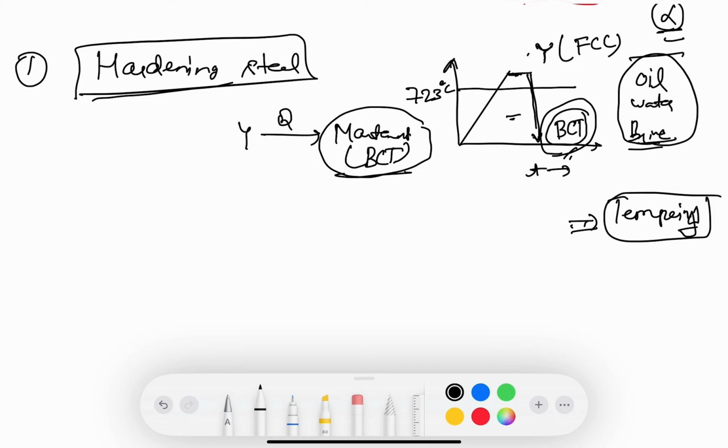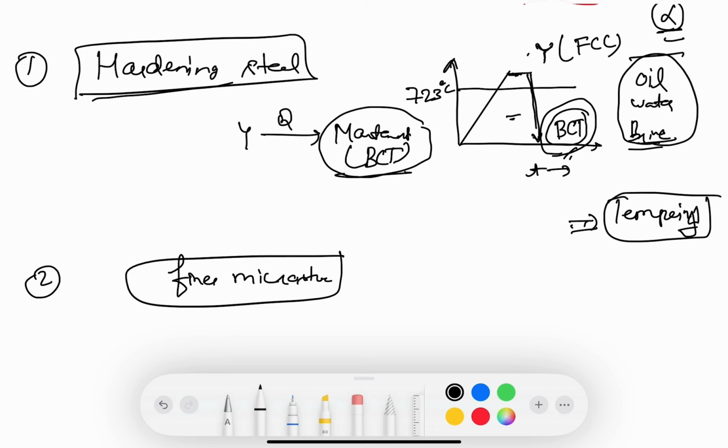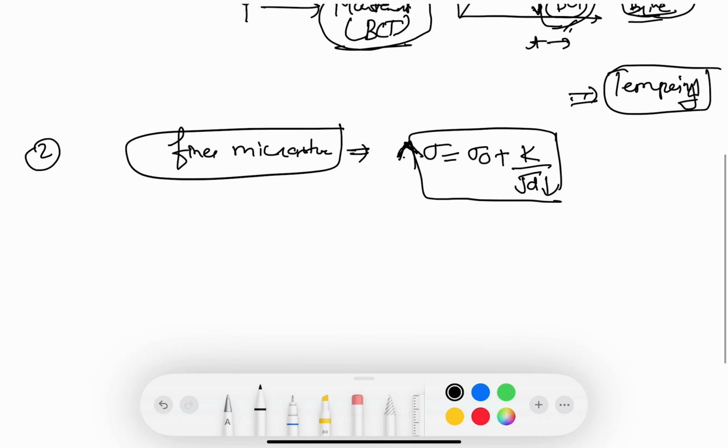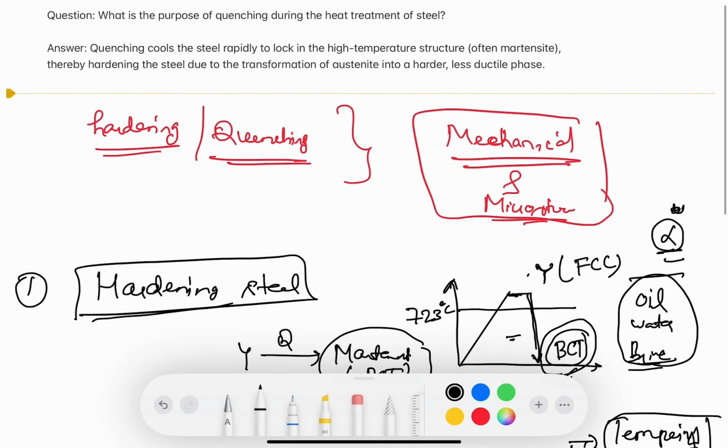And also, you can control the grain size. Quenching helps in refining the grain size of steel. A smaller grain size generally improves toughness and strength. So when you do quenching, you will get a finer microstructure. From the Hall-Petch relation, sigma equals sigma naught plus k divided by the square root of d. If you have a finer microstructure, your material will be stronger and tougher, right? So this is the main purpose of the quenching process.